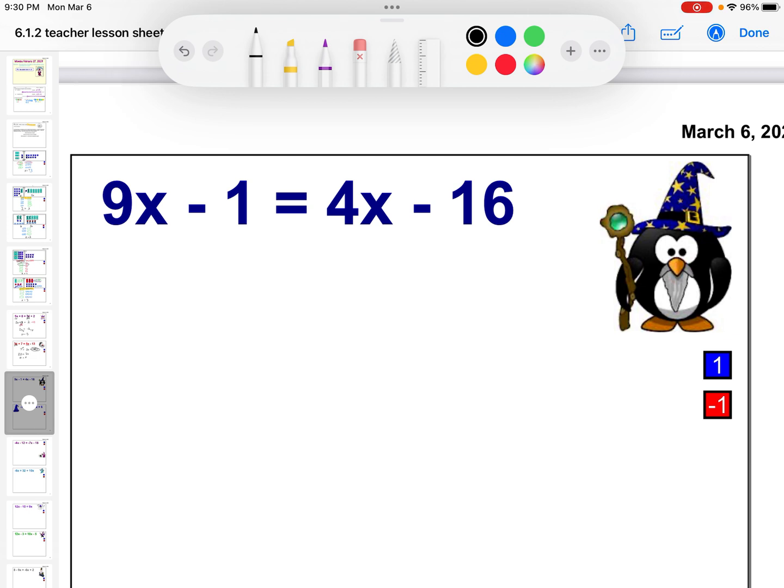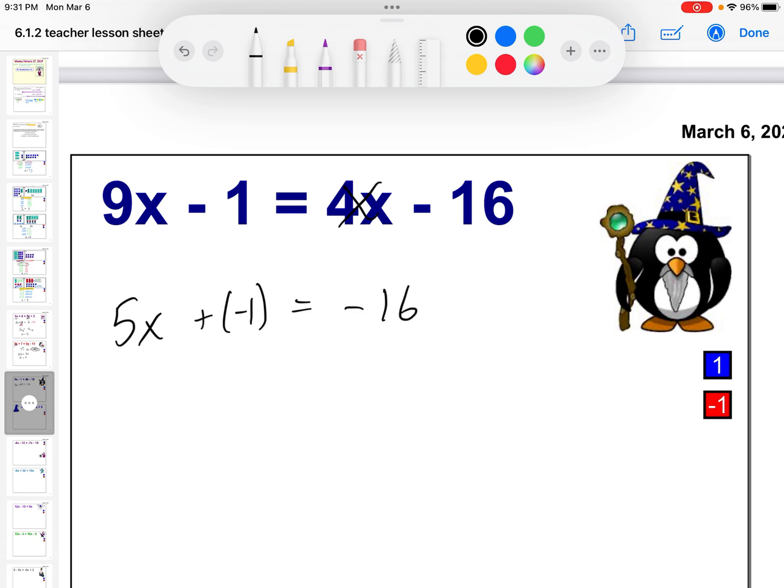I got 5 x tiles on the left, 4 on the right. When I do a little canceling, I'm going to have 5 x tiles on the left. I'm not going to forget, I'm going to make this a -1, by the way. And on there, those canceled, right? And I want to have -16 over here.